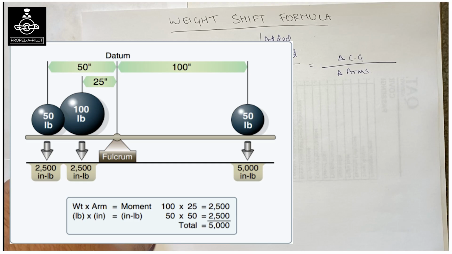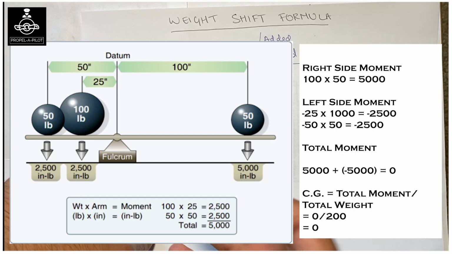Calculating the CG is simple. We calculate the total moment and divide it by the total weight. In this case, the right side being positive, the moment on the right is 100 times 50, which is 5000. The moment on the left will be negative 25 times 100, which is negative 2500, plus negative 50 times 50, which is another negative 2500. So that is a total of negative 5000 on the left side. 5000 inch-pounds is the moment on the right and 5000 inch-pounds is the moment on the left.